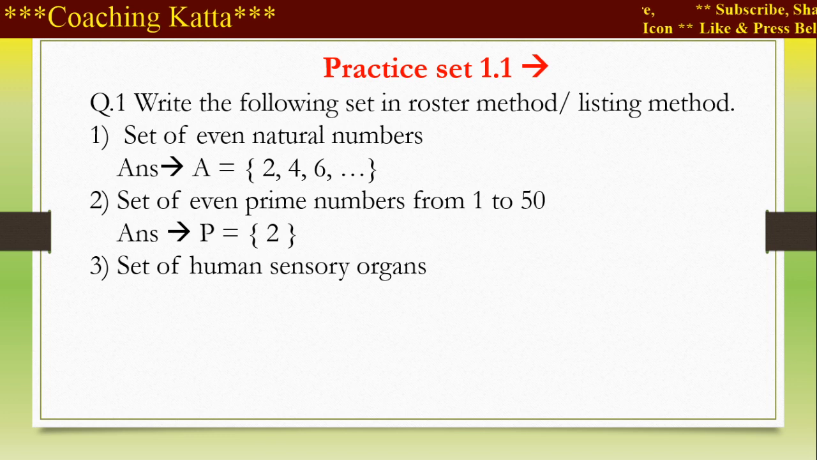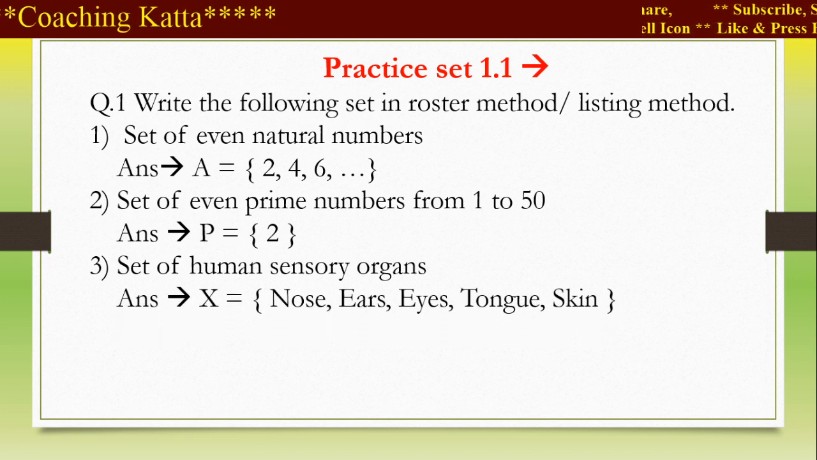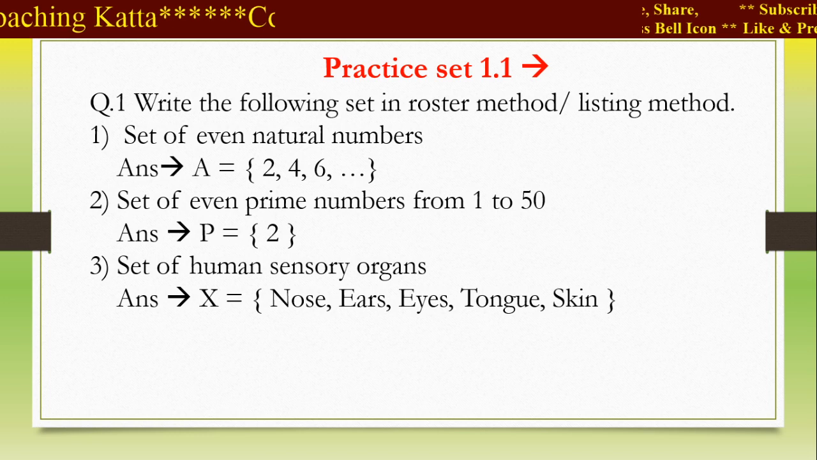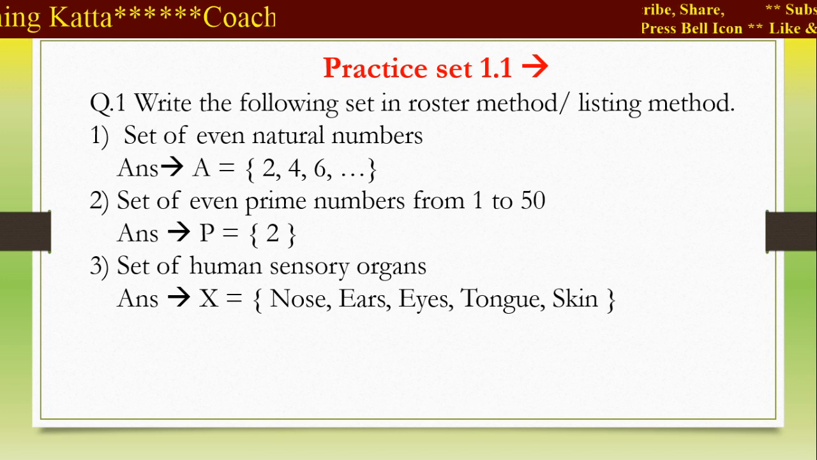Third one, set of human sensory organs. The answer is the set denoted by capital X equal to, in curly bracket, 5 sensory organs are denoted here: nose, ears, eyes, tongue, skin.